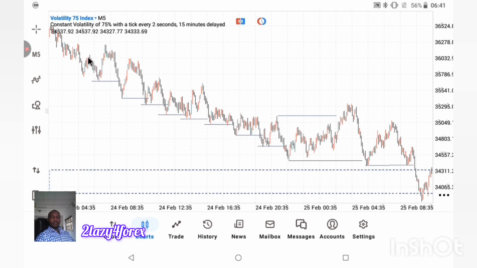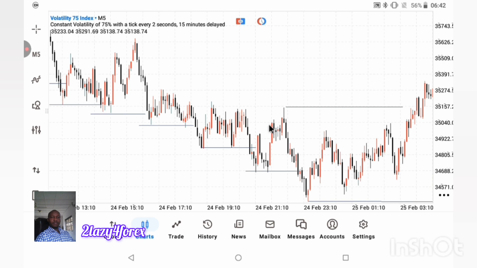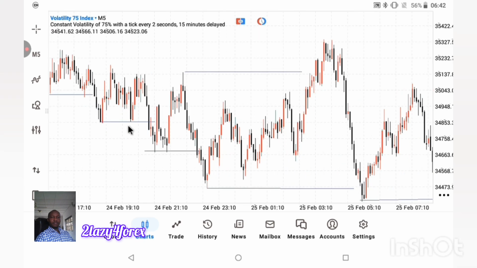This is a lower low, a lower high, a lower low, a lower high, a lower low, a lower high, a lower low, a lower high. That kind of formation. So at this point, this is a lower low. Let me zoom in so you see what I'm saying properly. This is a lower low, this is a lower high, a lower low, a lower high, a lower low, a lower high. Unfortunately enough, price broke this high here.